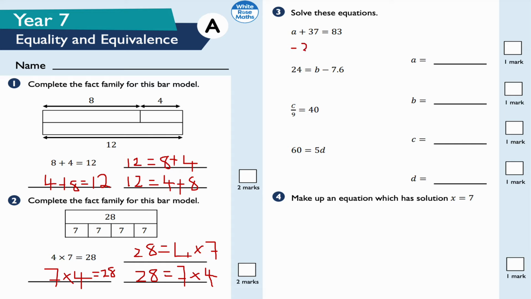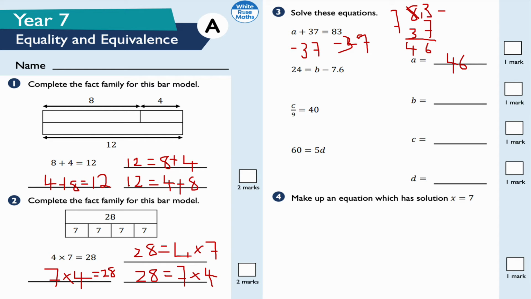Well, if I subtract 37 on both sides of my equation to balance it, 83 take away 37. So putting everything under the correct place value, 3 take away 7 I can't do, so I have to borrow. That becomes a 7, and that becomes a 1 there. 13 take away 7 is 6. 7 take away 3 is 4. So the answer is 46.